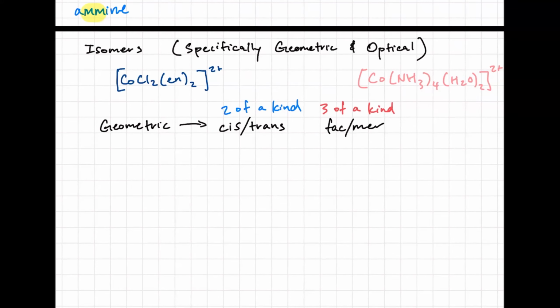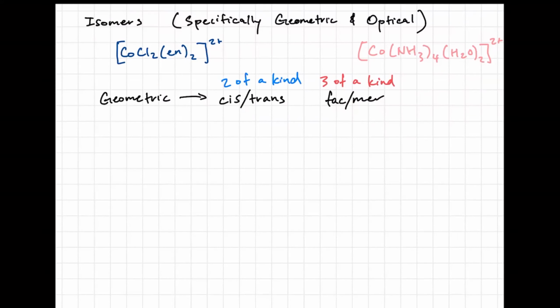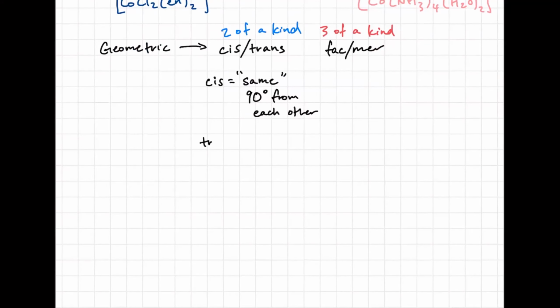And so, to break this down a bit further, cis equals same. And for an octahedral complex, same meaning kind of 90 degrees from each other. Trans, I think of across, like transcontinental. So that would be kind of 180 degrees from each other.